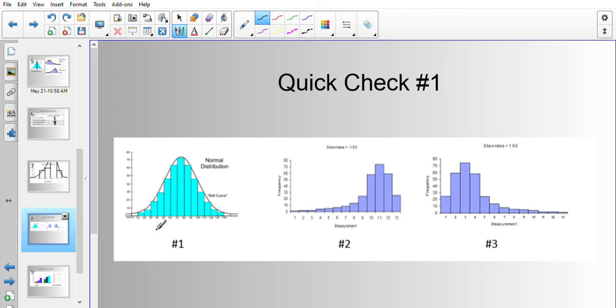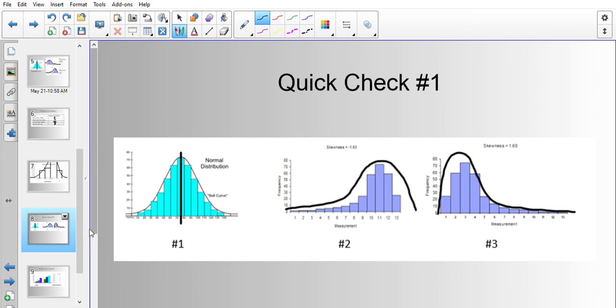All right, so here's a quick check. Remember that our normal distribution is one that's symmetrical. If I draw a line, the graph is symmetrical on either side. A graph that is skewed to the left is one where, if I draw a line that follows the data, the data trails off to the left, like a tail. And if the data is skewed right, the tail trails off to the right.